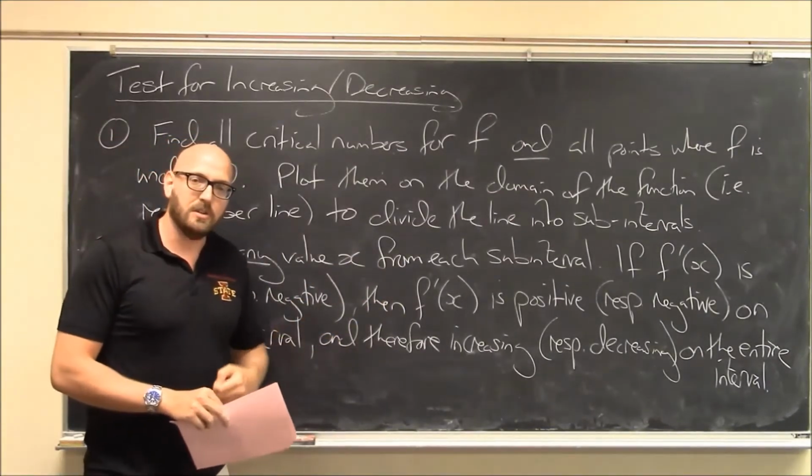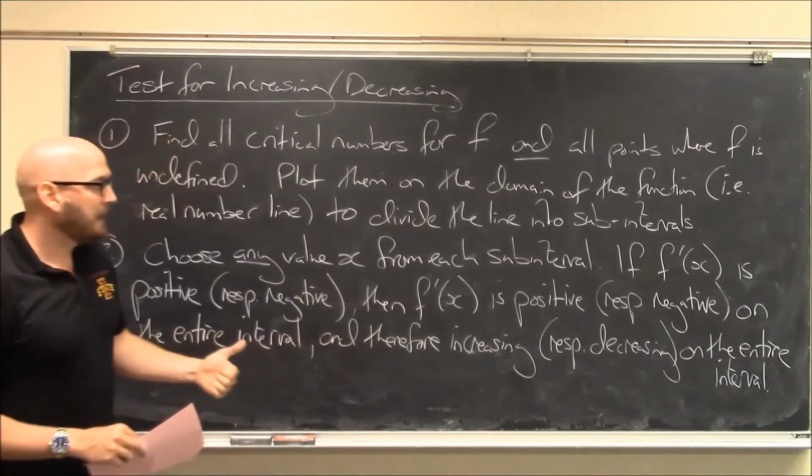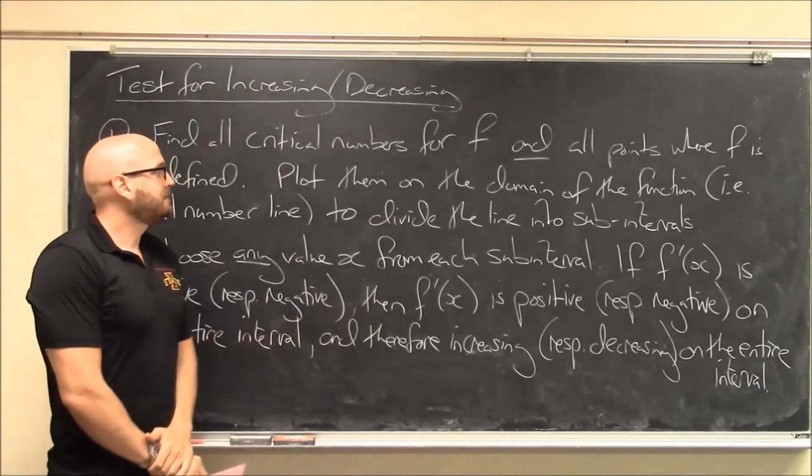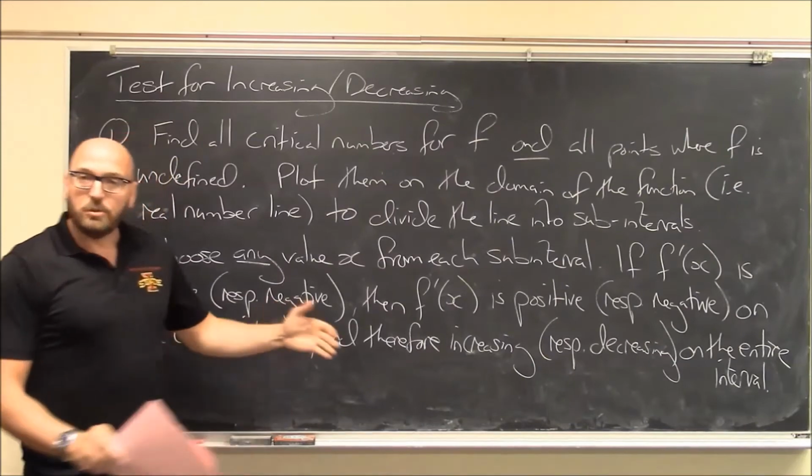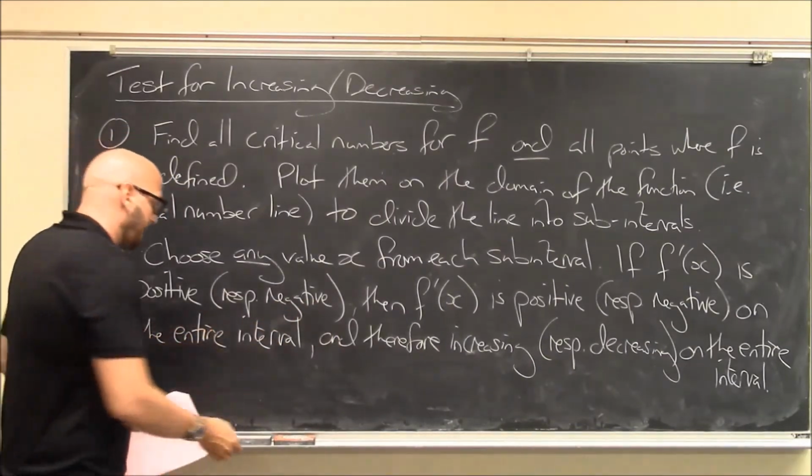If it's positive, it means you're increasing on that interval. If it's negative, you're decreasing on that interval. And you just do this for every single interval. So I'll show you exactly how this works with an example, right? It should make it a lot clearer.